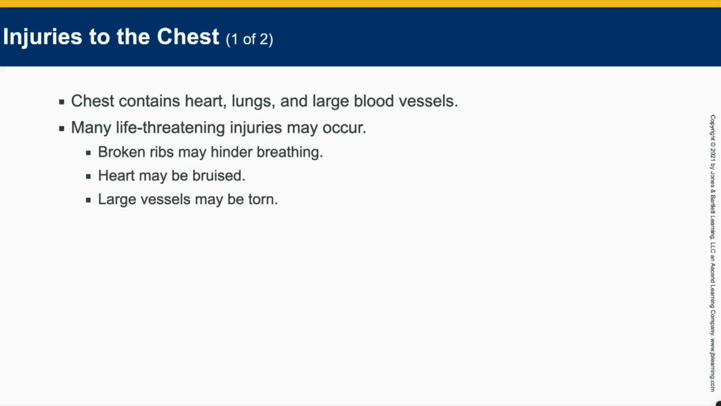Now we're moving into injuries in the chest, another area where you can see immediate life threats. The chest houses some of the most critical structures in the body, the heart, lungs, and major blood vessels. So any trauma here should raise your concern right away. There's several serious injuries you need to be thinking about. Broken ribs can make it difficult for patients to breathe effectively, which can quickly lead to respiratory compromise. And the heart itself can be bruised, which affects how well it pumps. And in more severe cases, large blood vessels can be torn, which can result in massive internal bleeding.